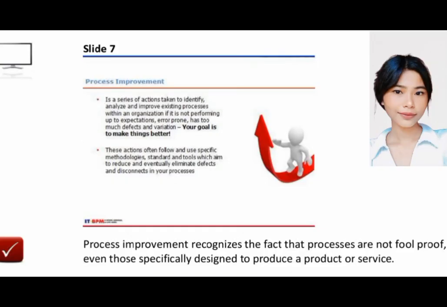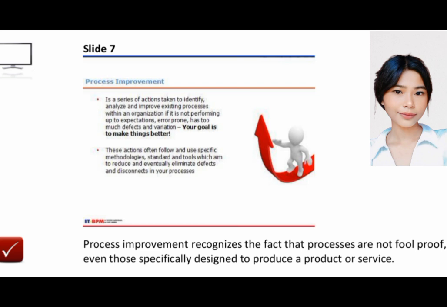So now let's move on to slide 7 wherein we're gonna talk about process improvement. It is a series of actions to identify, analyze, and improve existing processes within an organization if it's not performing up to expectations, error prone, has too much defects and variation. So, process improvement is about making things work better within an organization.